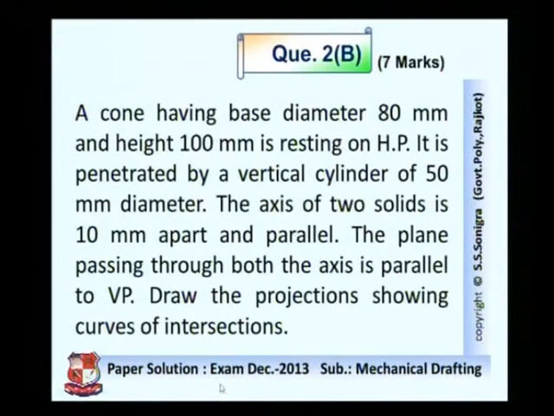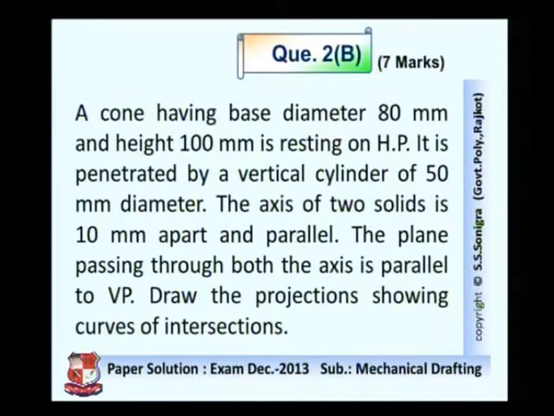A cone having base diameter 80 mm and height 100 mm is resting on HP. It is penetrated by a vertical cylinder of 50 mm diameter. The axis of two solids is 10 mm apart and parallel. The plane passing through both the axes is parallel to vertical plane. Draw the projections showing curves of intersection.